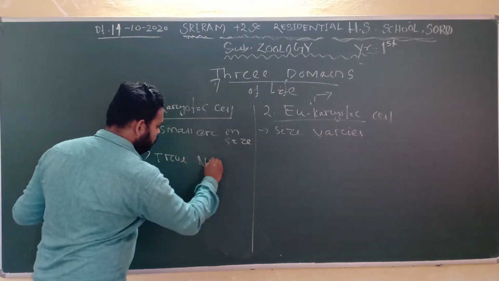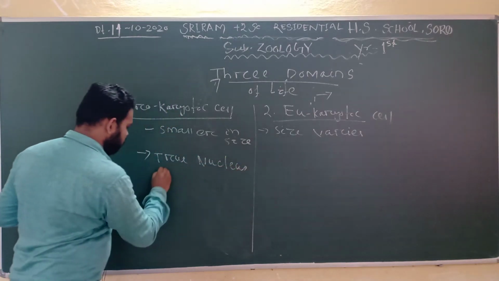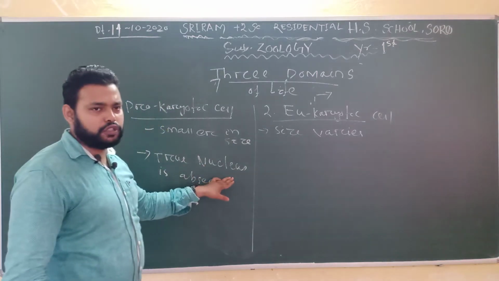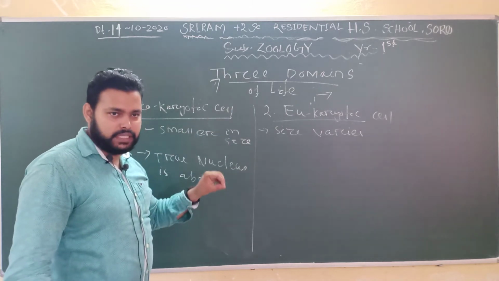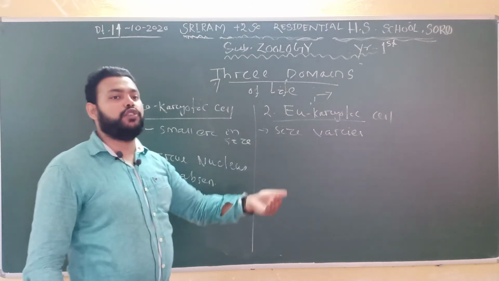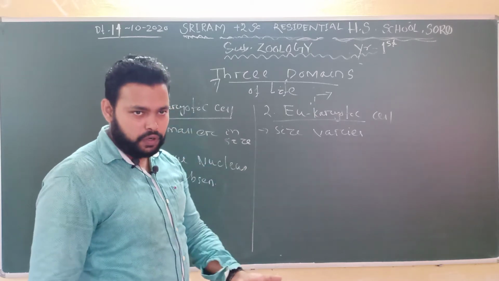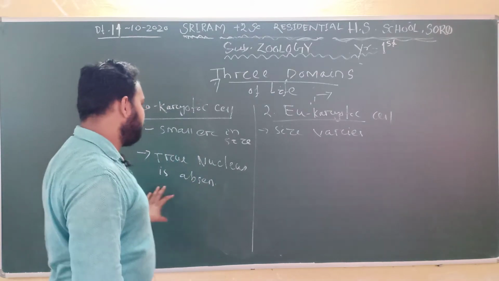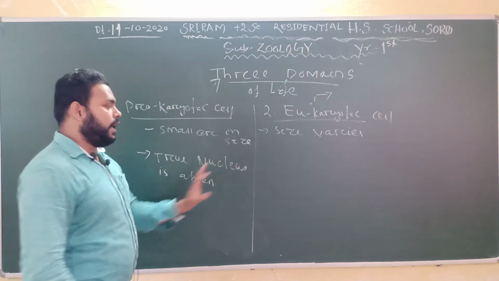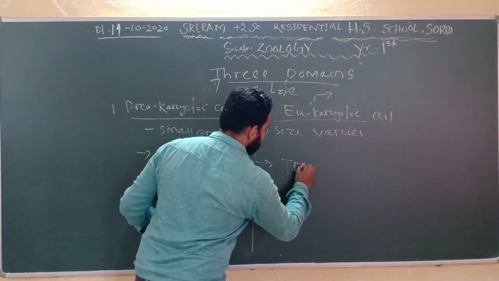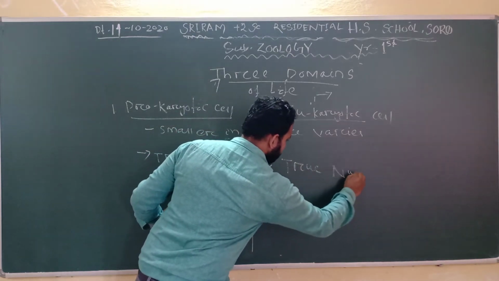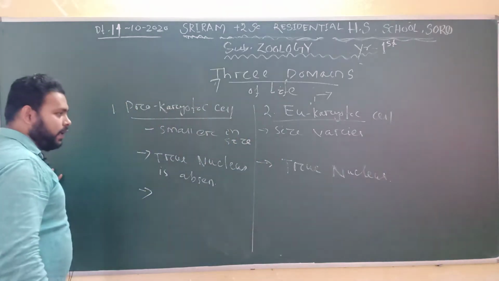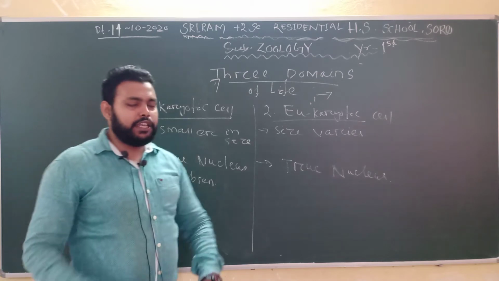And the major thing is that a true nucleus is absent in prokaryotes. True nucleus means, if I consider the structure of the nucleus, the nuclear membrane is present, the nucleolus is present, and inside the nucleolus we find the chromosome. If such a structure is found in a nucleus, then it is called a true nucleus.